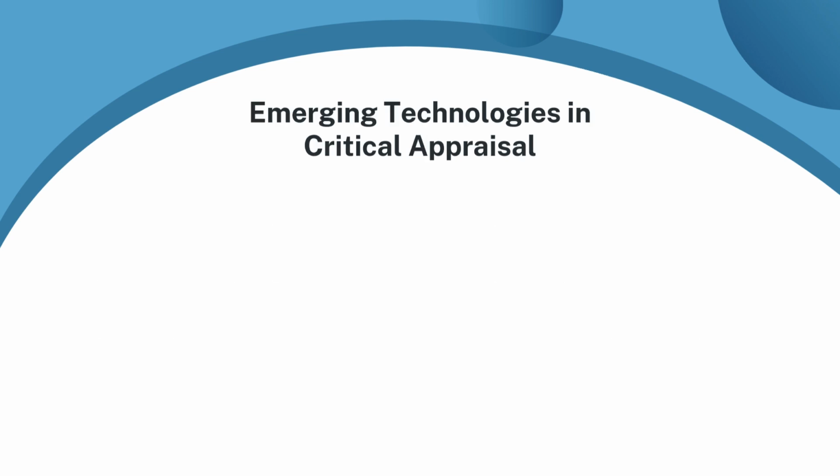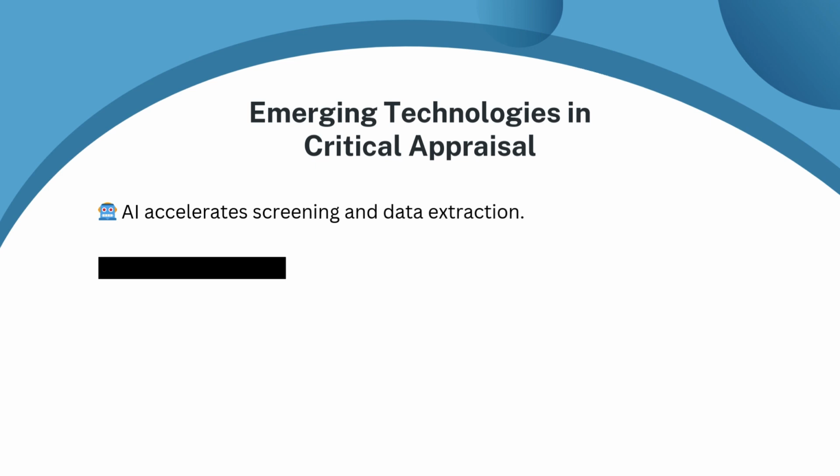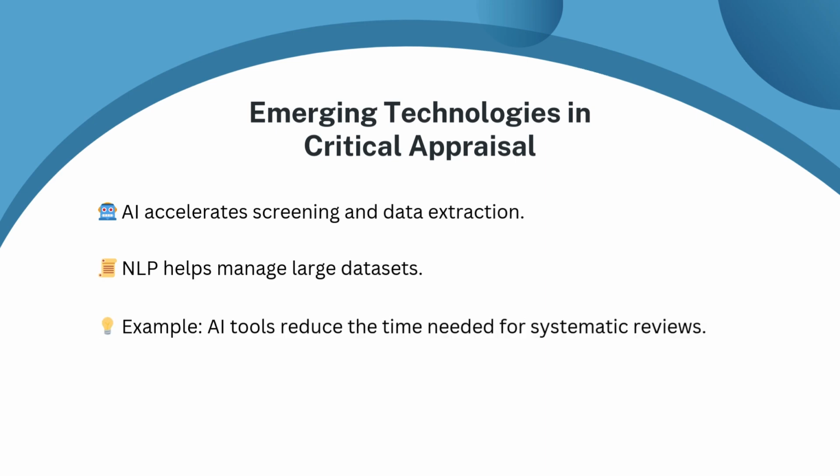Before we wrap up, let's take a glimpse into the future. Artificial intelligence and machine learning are rapidly changing the landscape of critical appraisal. For instance, AI can screen thousands of studies in minutes, saving you weeks of manual labor. Natural language processing is another exciting development, helping researchers extract relevant data from massive datasets. These advancements aren't just futuristic, they're tools you can start exploring today.